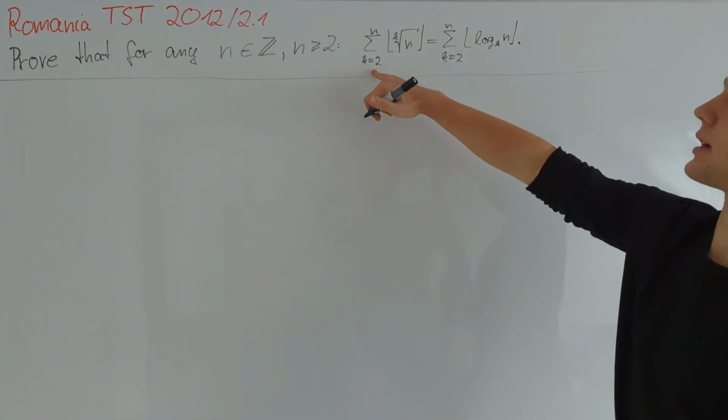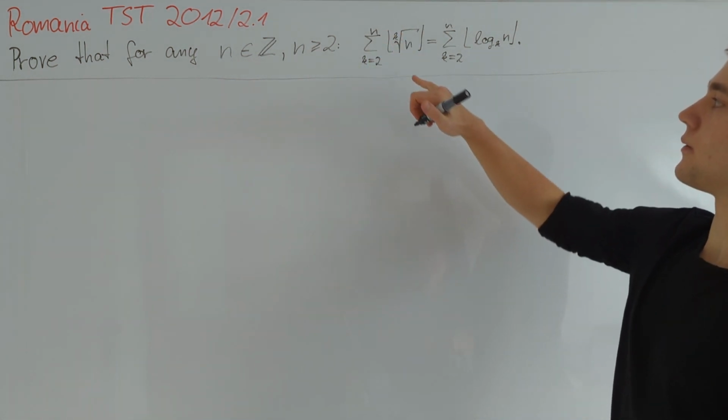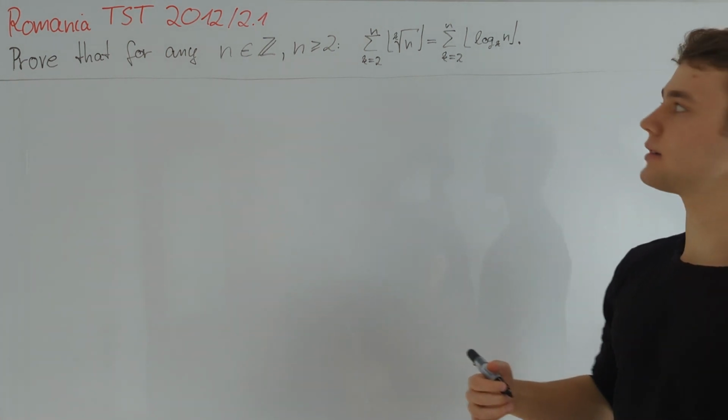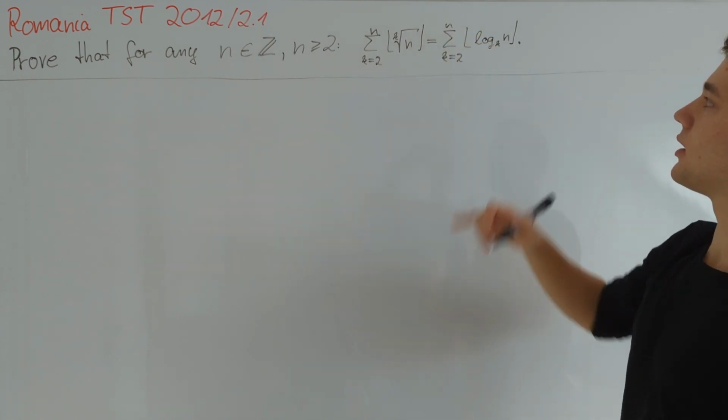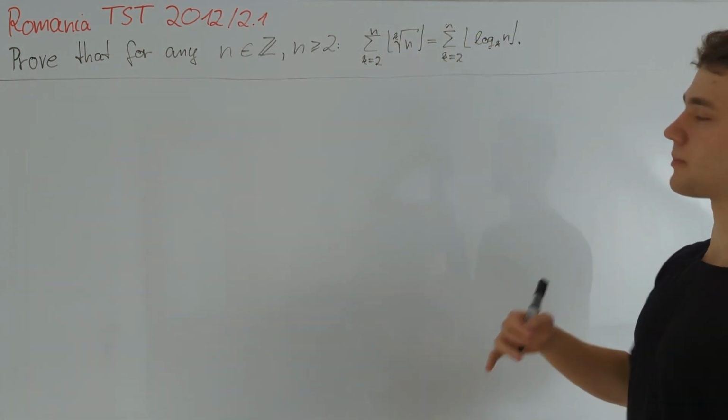The sum going from k equal to 2 up to n of the floor of the kth root of n is equal to the same sum, so going from k equals 2 up to n, of the floor of log base k of n.